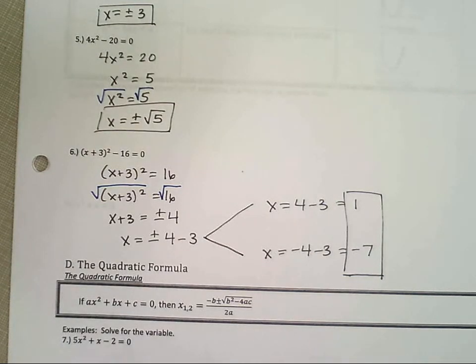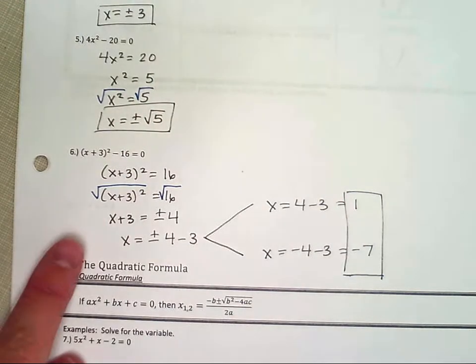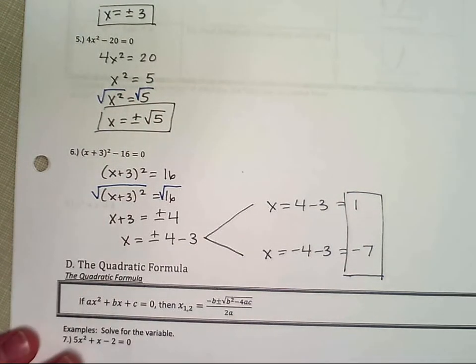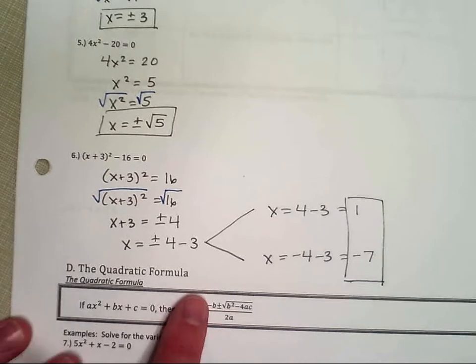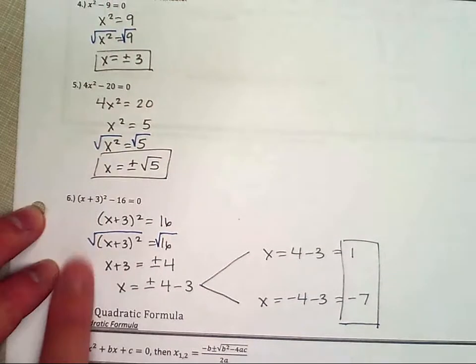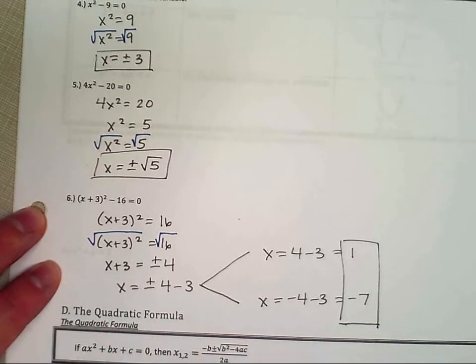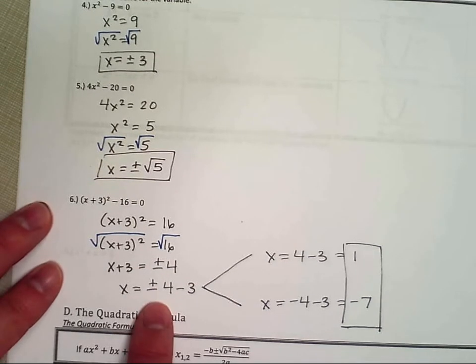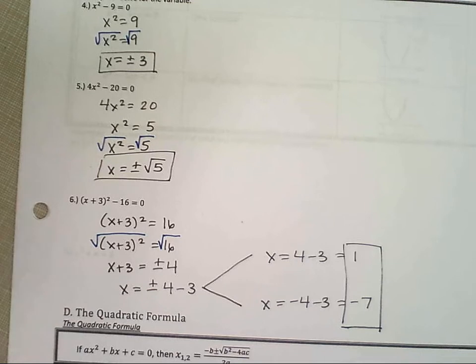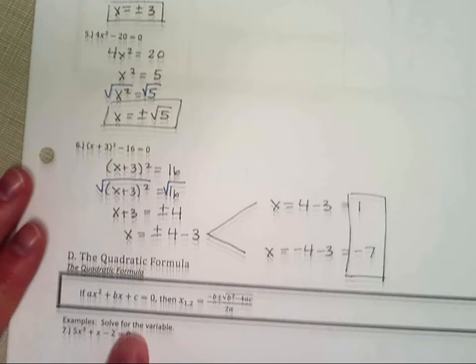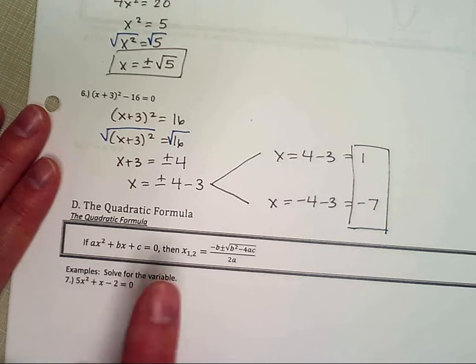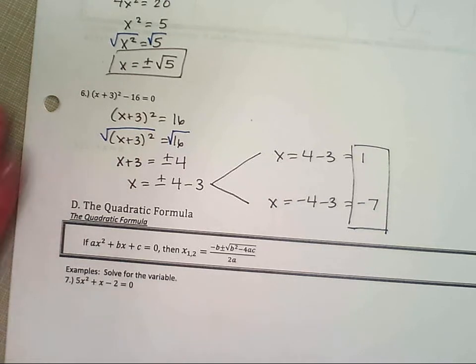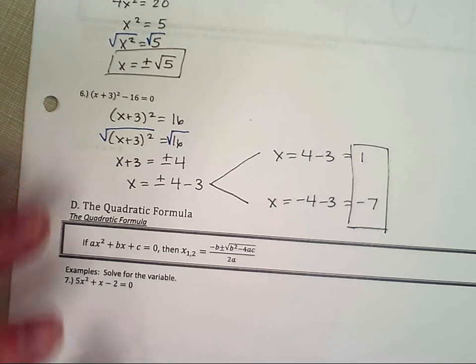Okay, so those are two ways to solve quadratic equations, right? We can use the square root property if we can isolate a squared term and have a number on the other side. Here we isolated our squared term, we had a number on the other side, and we took the square root of both sides. Don't forget that plus or minus, right? Before that, we factored and solved. And a third way to solve quadratic equations is using the quadratic formula. The good old quadratic formula.